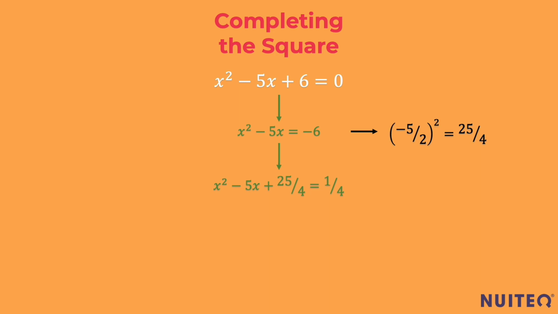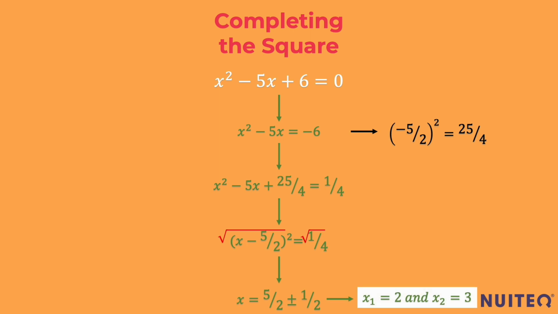Now, we can rewrite the left side as a binomial squared, x minus 5 over 2 squared equals 1/4. Taking the square root of both sides, we find x equals 5 halves, positive and negative 1/2. So, our solutions are x equals 2 and x equals 3.